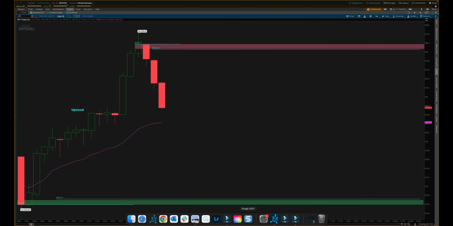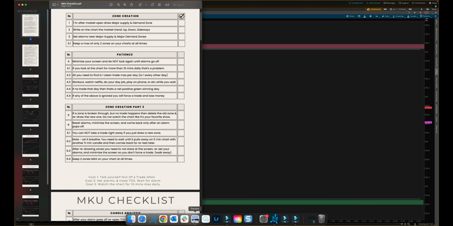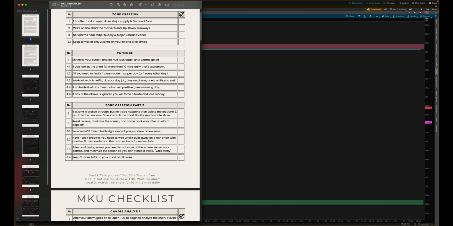So we go back to our piece here. There it is, we're at zone creation. So we went and did this. We drew the zone, reset the alarms, minimize the screen, and come back only after our alarm pops off. That's it, basically. So we're back in the waiting phase, the little patience phase.